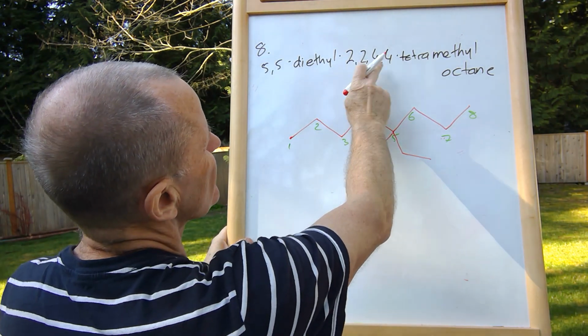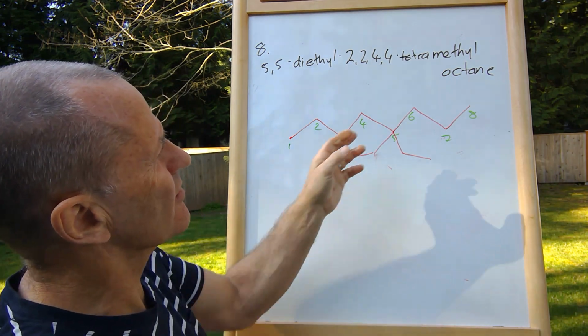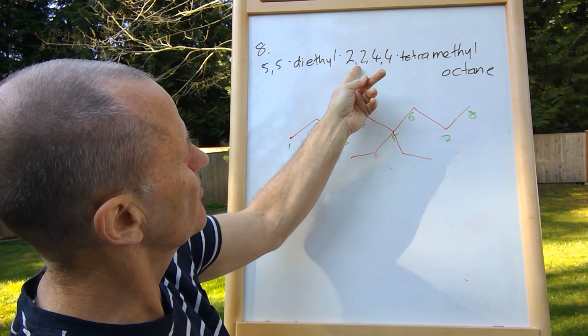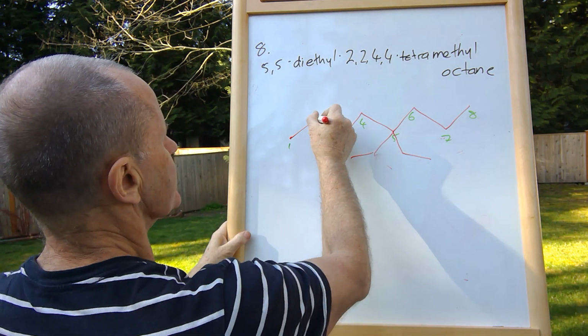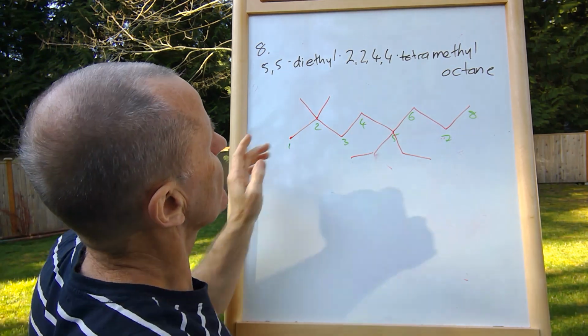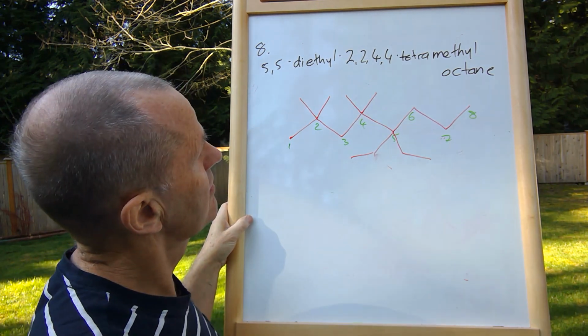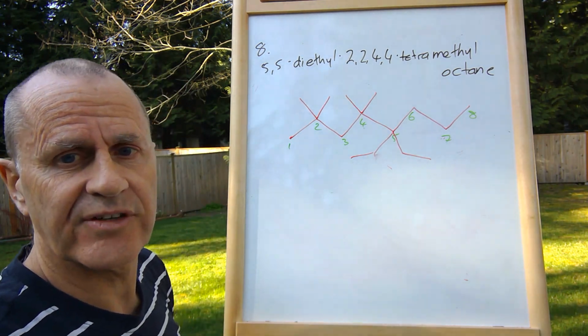And then 2,2,4,4 tetramethyl. Tetra means 4. There's 4 methyl groups there. 2 of them are attached to carbon 2. 2 of them are attached to carbon 4. Ugly, but effective.